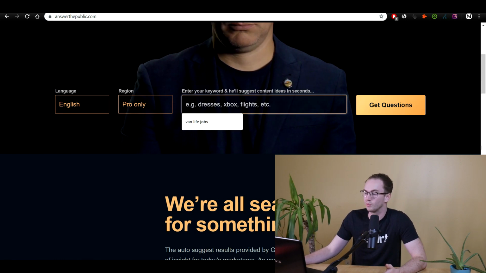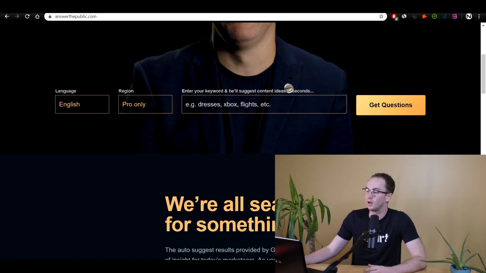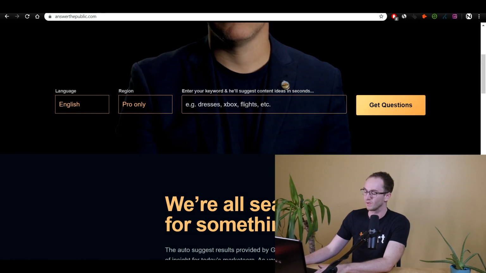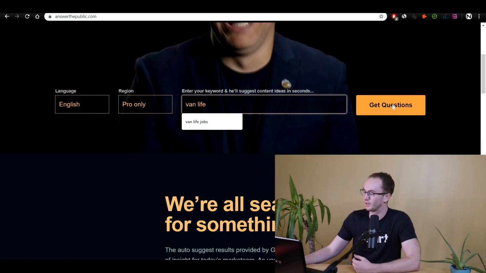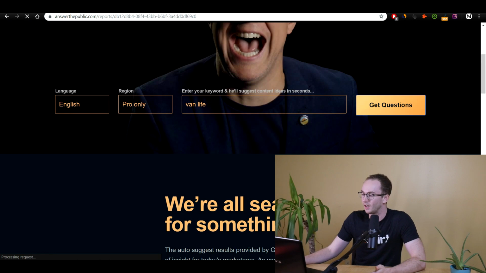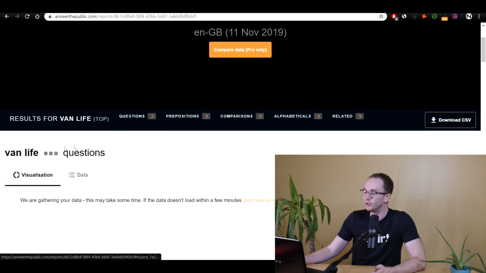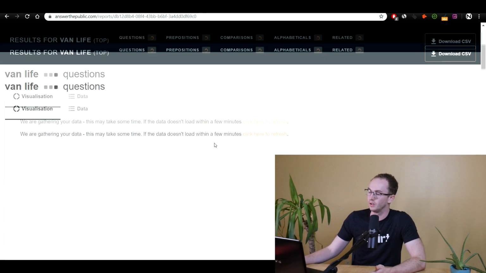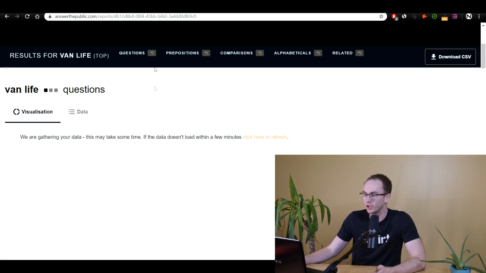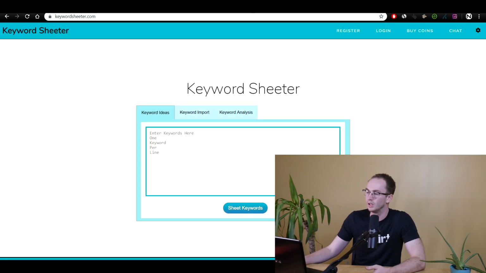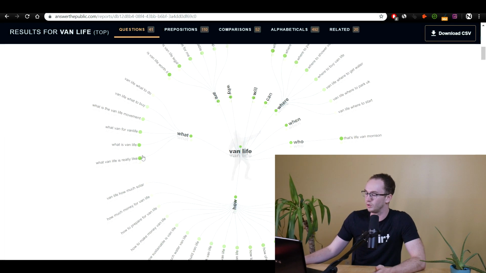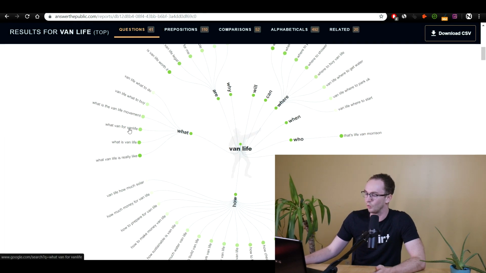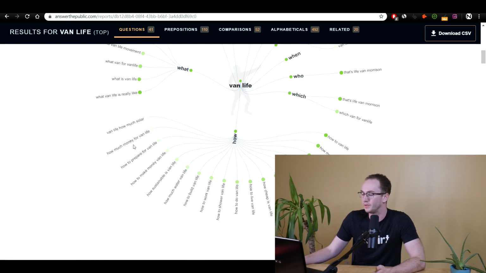They have a pro version where you can select the regions, but you could search something, let's just say van life, okay? Because, van life, right? You search that in here. You can see a visualization of the data and it gives you suggestions, kind of similar to Keyword Cheater. Answer the Public gives you a lot of variations, like what van for van life, what is, and you can look at the different types of questions that people have in Google and get an idea of different types of topics that people are actually searching for.